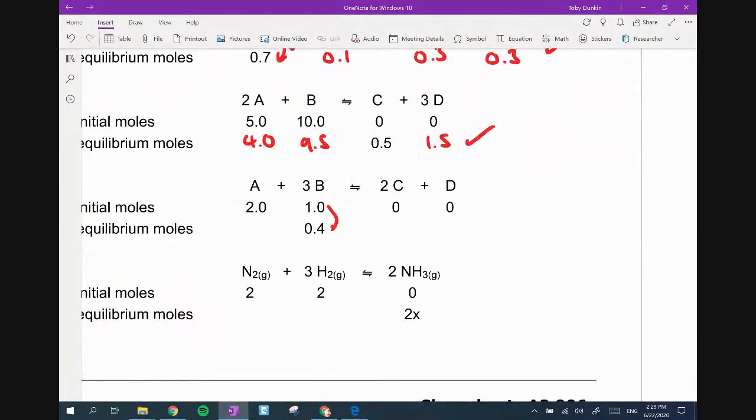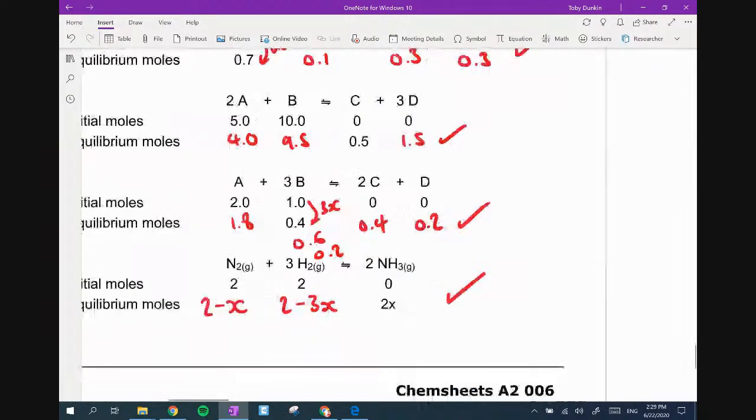Next, this one's going to drop by 3x. That 3x is 0.6, so x is 0.2. This one's going to go up by 2 of those. This one's going to go up by 1 of those. And this one's going to go down by 1 of them, so 1.8. Tick them if you got them. Next one, this has gone up by 2x. This one's going to go minus, 2 minus 3x. And this is going to be 2 minus x. And we're done. Tick them if you got them. Amazing.